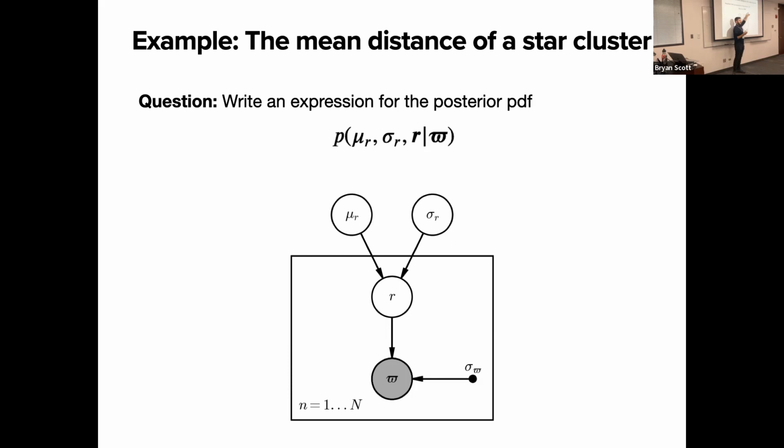Let's write an expression for the posterior PDF, again using this graphical model as a way of figuring out how you might have factorized the joint PDF into the terms that you need to extract the posterior PDF. So we're going to do that, and then we're going to switch to Jupyter.